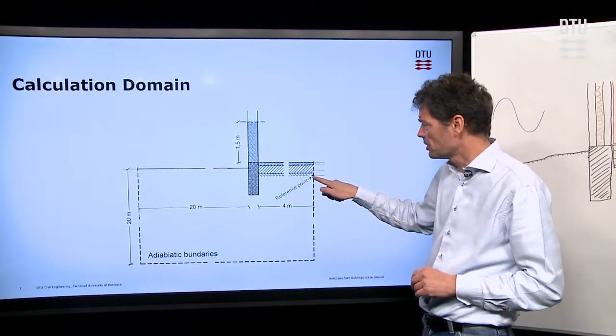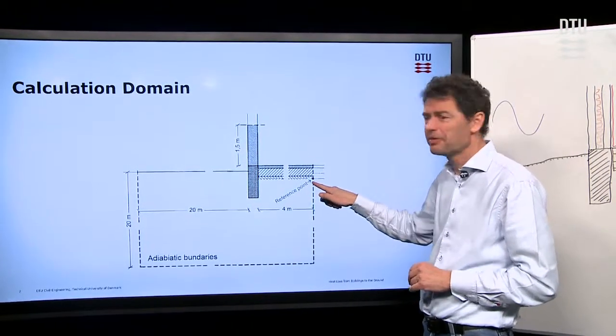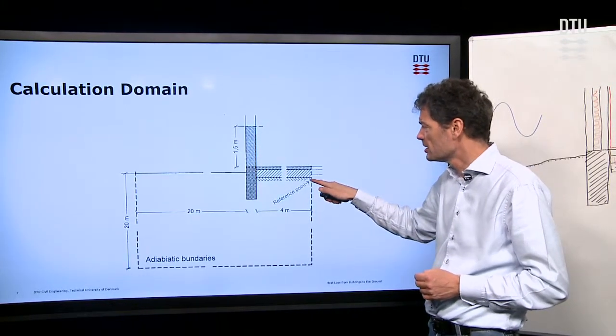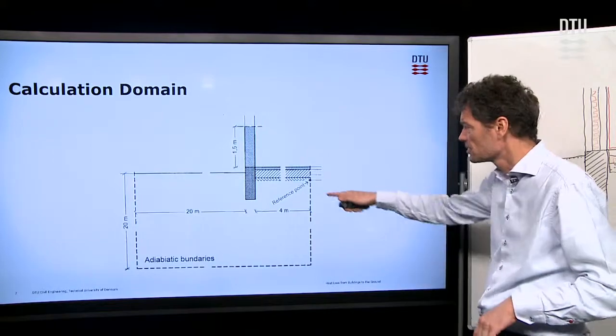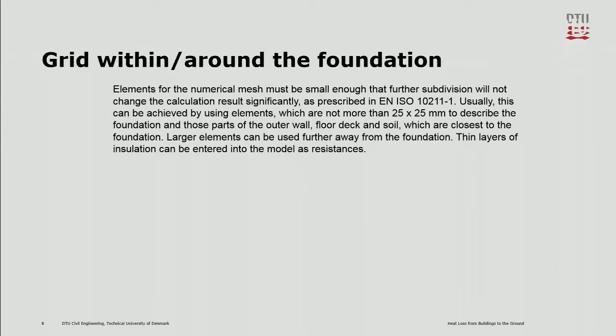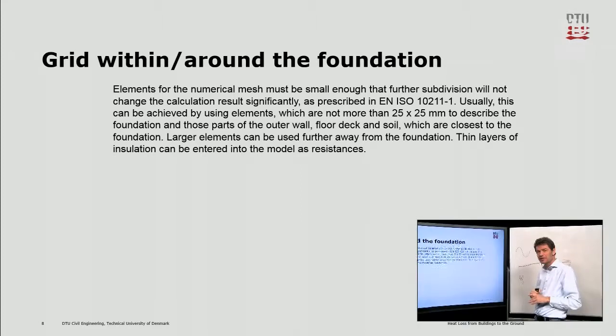Here's the reference point. So in the 4 meters depth into the building from the surface of the foundation, then just below the construction layers that we have in the floor, that's where we have our reference point for what is the temperature down in the soil. Okay, so we should use advanced numerical programs to calculate this.